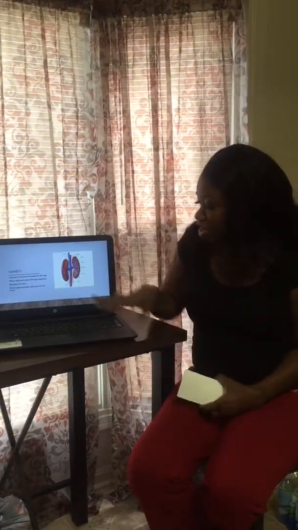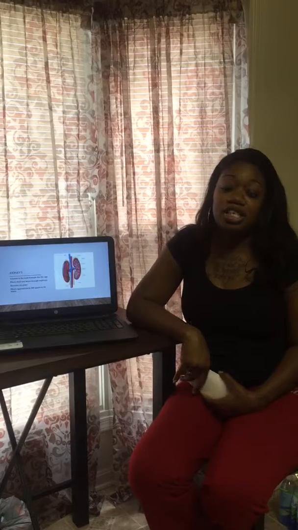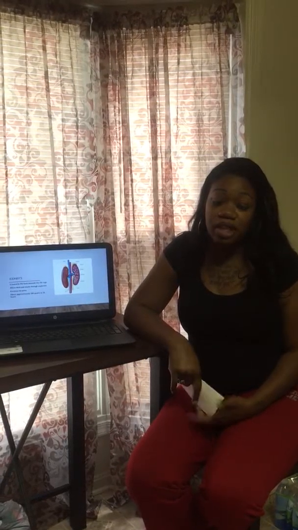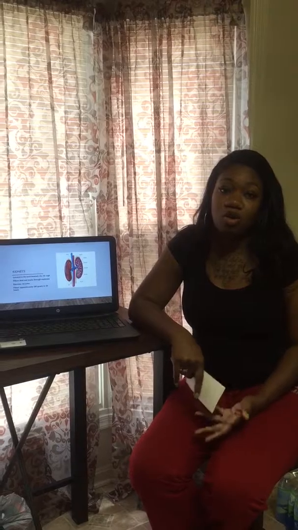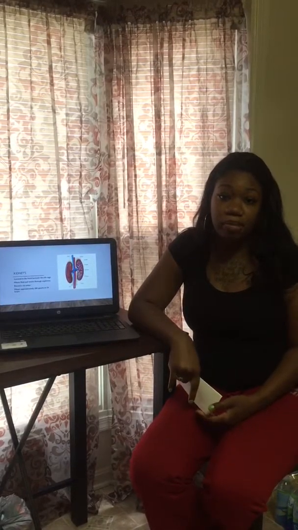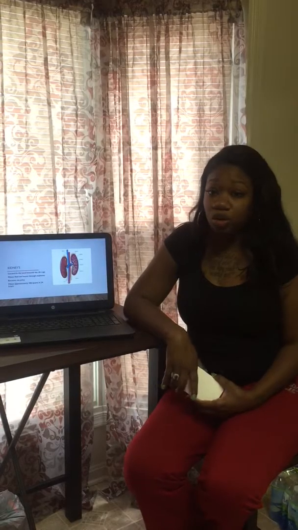Okay, so this is a picture of what the kidney looks like. And the primary function of the kidneys is to excrete waste, maintain fluid balance, maintain electrolyte balance, and they also excrete hormones that help regulate blood pressure, produce red blood cells, and promote strong bones.